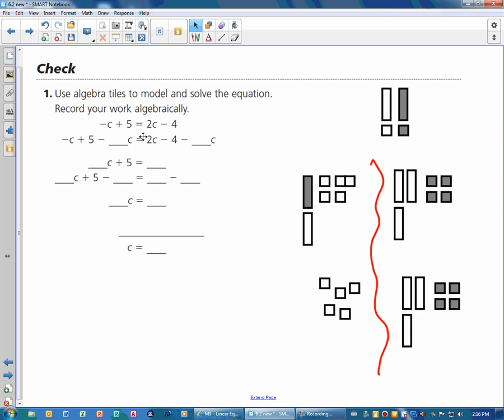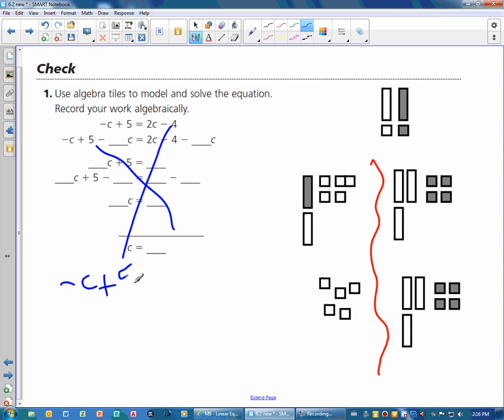Huh. Okay. I'm going to ignore this. I didn't do it the way I'm going to do it. I'm going to ignore this, and I'm going to tell you what I did. I had negative c plus 5 makes 2c minus 4. I added a positive c to both sides. I think that's easier than what they're doing up here. I added a c to both sides. So I have negative c and positive c just leaves that 5. I have 3c minus 4. So I have 5 equals 3c minus 4.